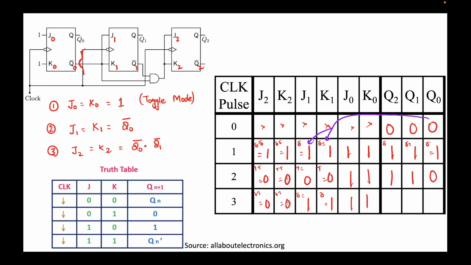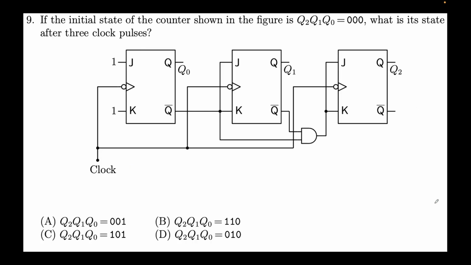So again, J2, K2 is 0. This means in this row, the output will not change. So Q2 will remain as it is. But J1, K1 are 1, which means it will toggle in this row. Toggle 1, it will become 0. We toggle 0 because this is also 1, it will become 1. So after 3 clock pulses, we get the output as 1, 0 and 1, which is option C. This is our answer.